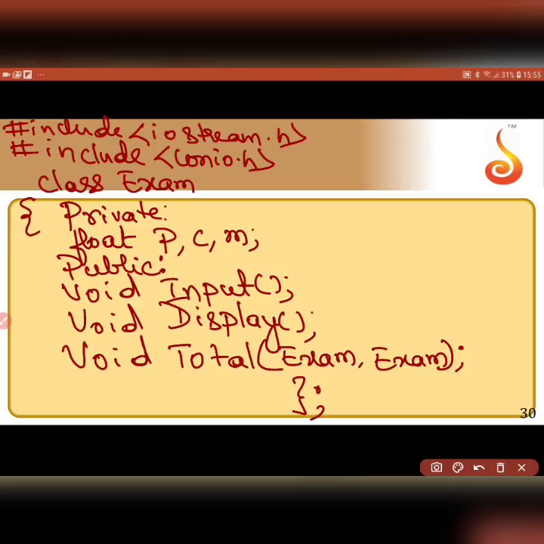So, class exam, float PCM, then I have the input function without return and without arguments, the display function without return and without arguments, and the total function without return and with two arguments, that is of the class type, that is objects of the class exam that I am passing. Please have a look and make a note of it.